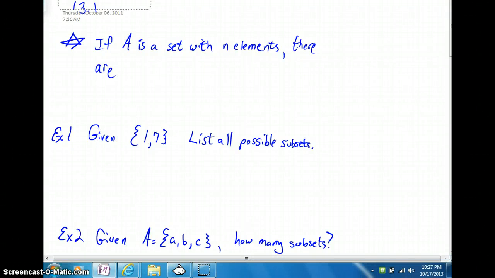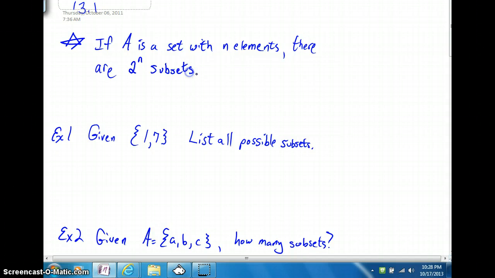Lesson 13.1 is going to help us get into some probability. We're going to actually learn how to count. And just to get us started, take a look here at the top of the page. If A is a set with n elements, there are 2 to the n subsets.